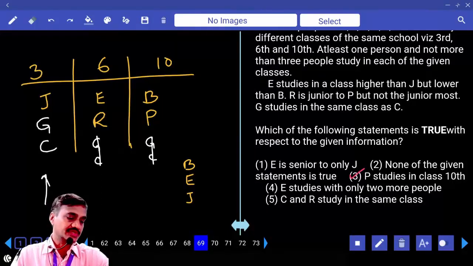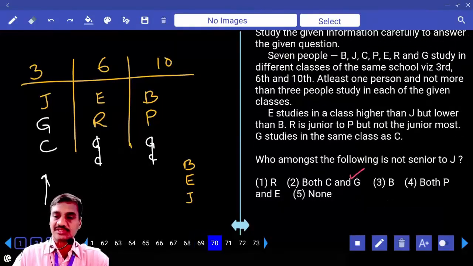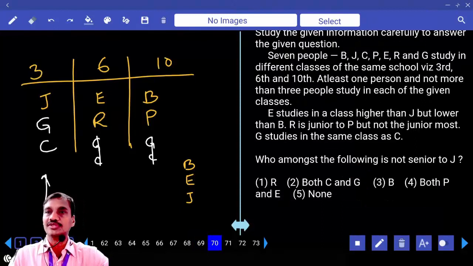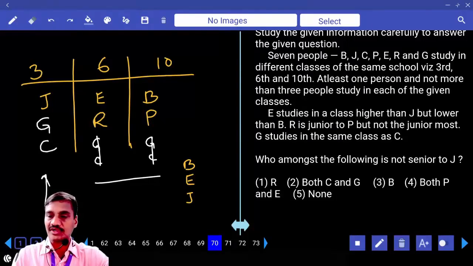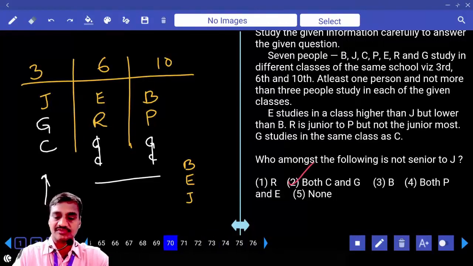Done with this? And next one, question number 70. Who among the following is not senior to J? These four persons, E, R, B and P, are senior to J, but G and C were not senior here. That is choice 2, question number 70.